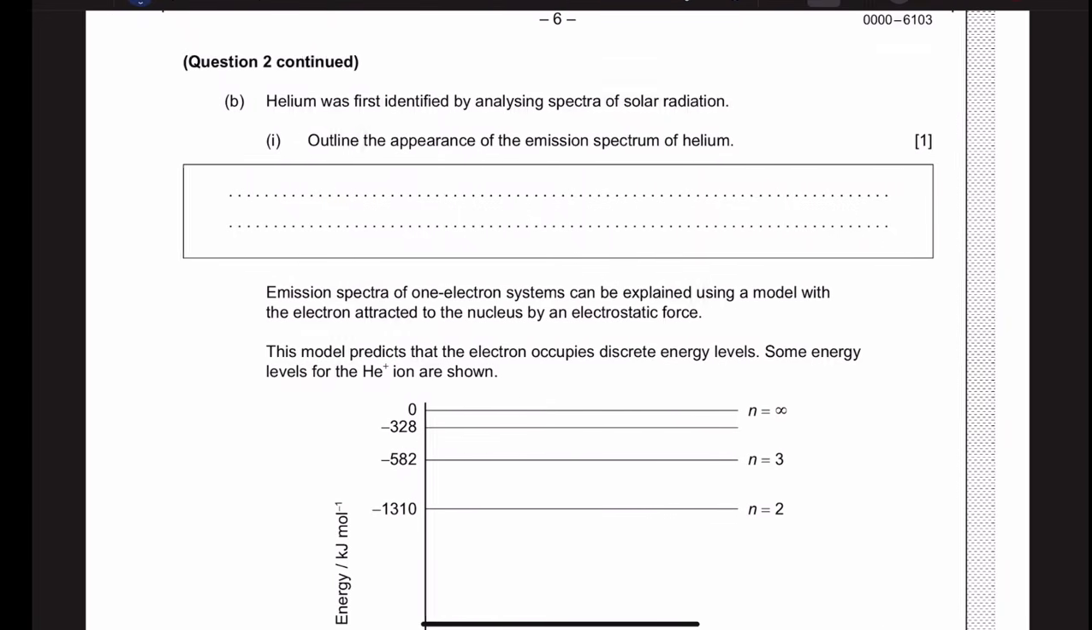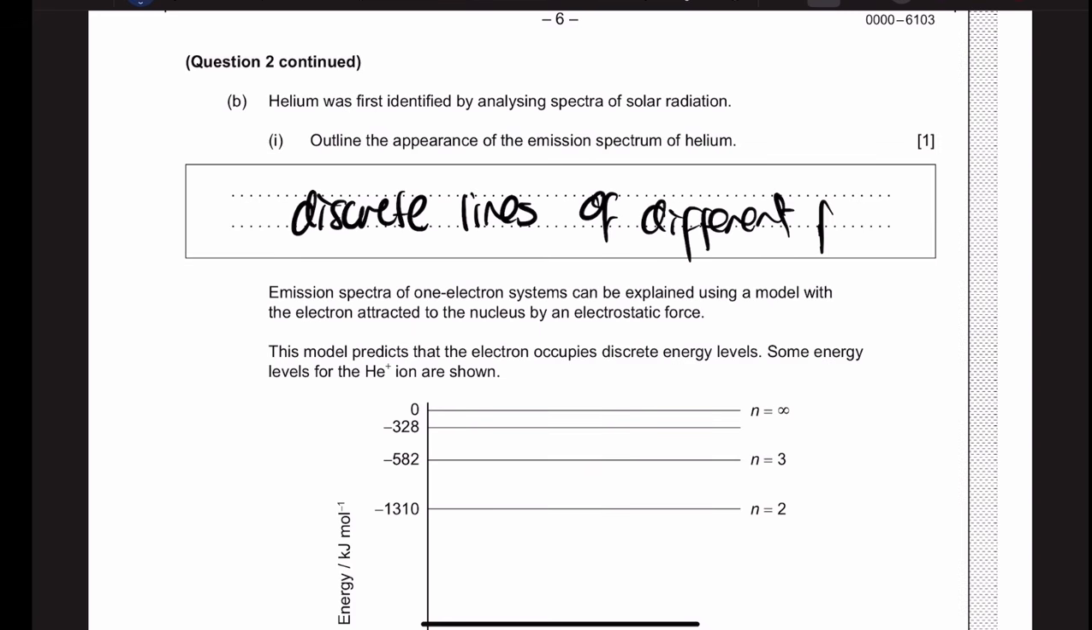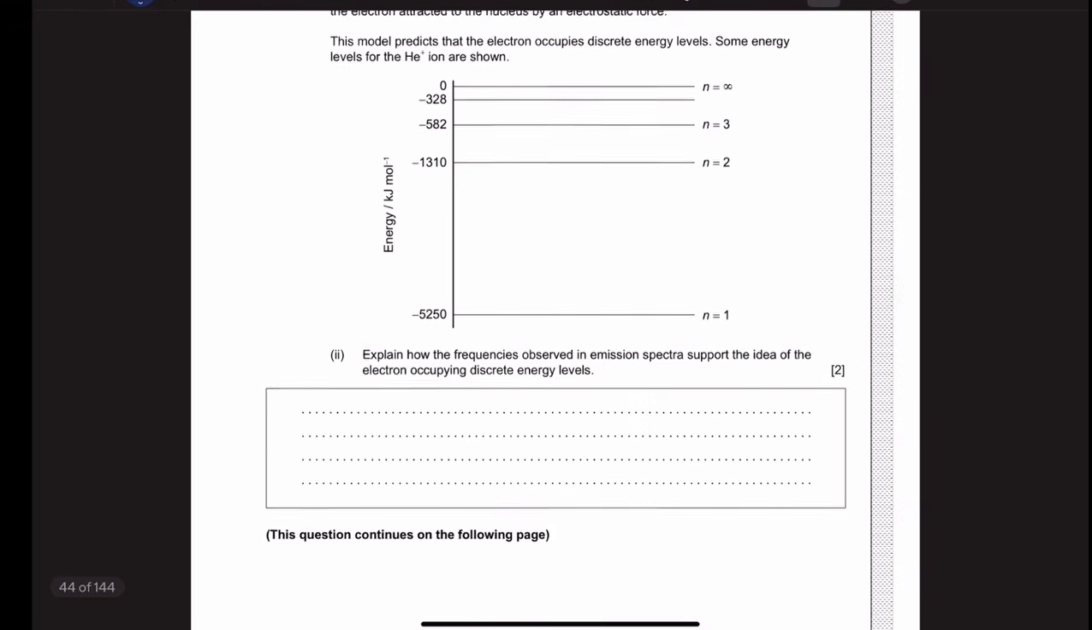Okay, outline the appearance of the emission spectrum of helium. So an emission spectrum is just discrete lines of different frequency. It's just a definition question. You should be able to remember that.